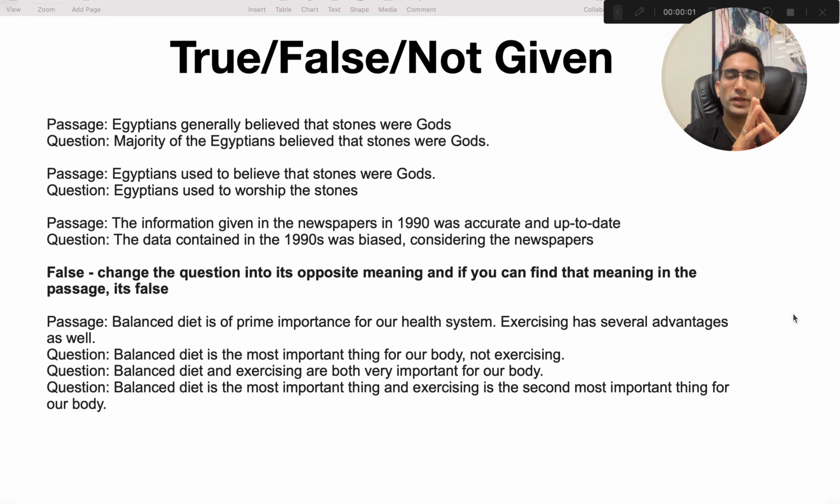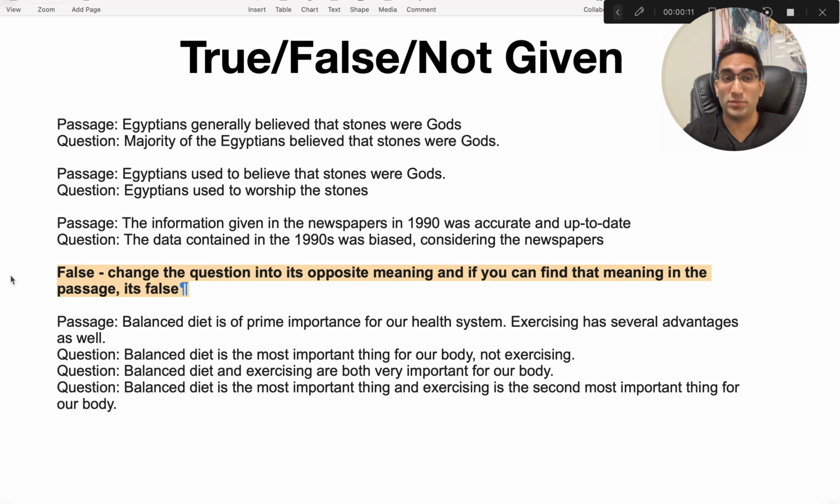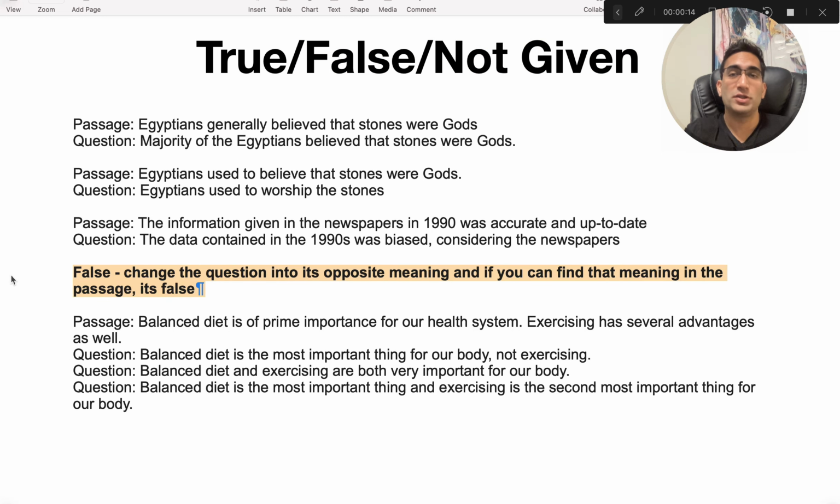True, false, not given in IELTS reading is one of the most difficult questions to answer. The main confusion comes between false and not given. So we'll tackle that with a very unique definition of false that you have not seen before, but the most accurate definition that you need to know. Now, let's start with the first one.